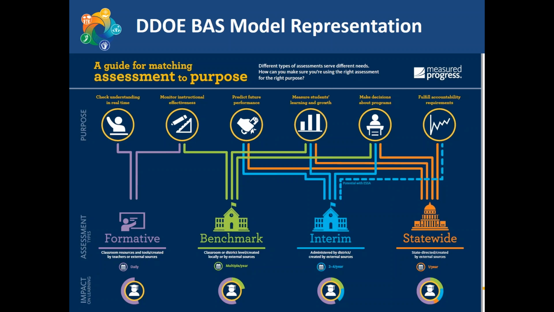Benchmark assessments are indicated in green and occur at multiple points throughout the year and are used for classroom and district levels. They're used to monitor instructional effectiveness, predict future performance, measure students' learning and growth, and lastly, to make decisions about curriculum programs. Interim assessments, shown in blue, are typically given by the school district 2 to 3 times a year. Interim assessments predict future performance, measure students' learning and growth, and help make decisions about curriculum programs.